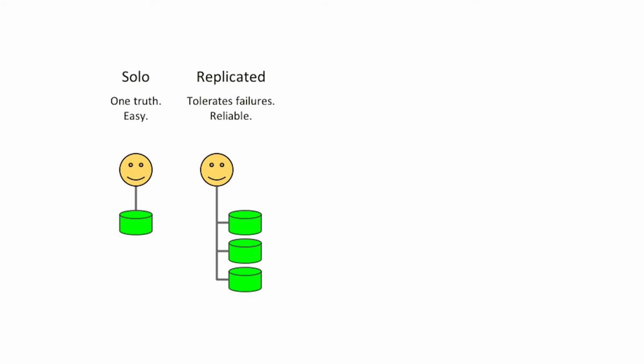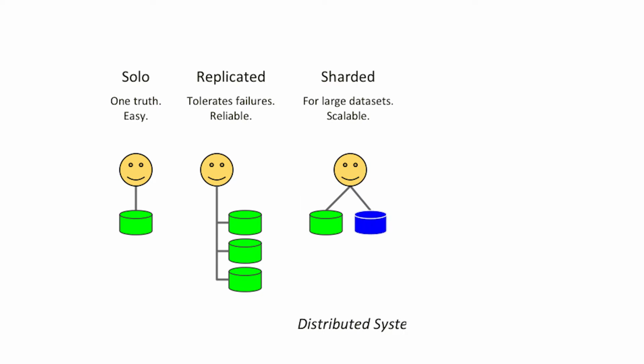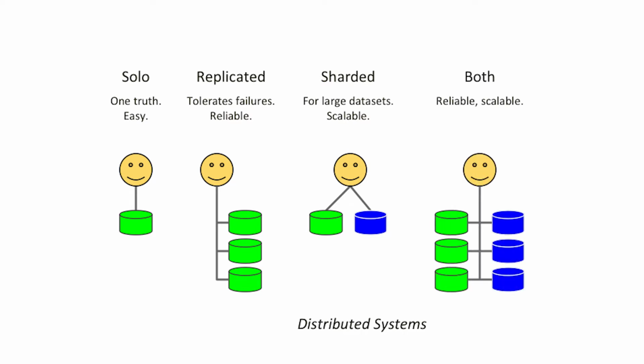There's another issue. The size of our data set, or the load from our users, might outstrip the capacity of a single machine. That's no issue. We just divide the data into pieces, and then we can scale with load and data size. Ideally, we want a database that is both reliable and scalable. We want it to be both replicated and sharded.